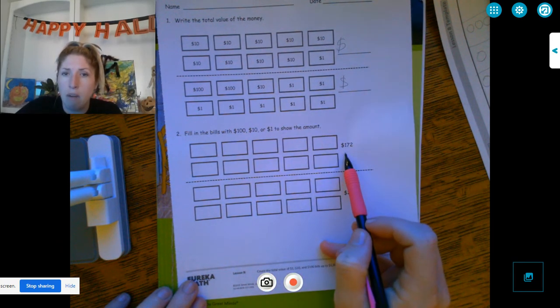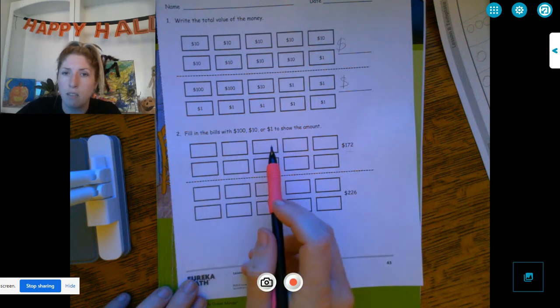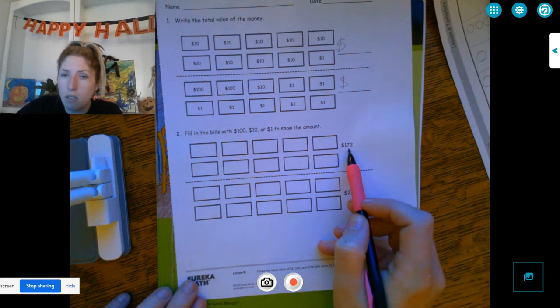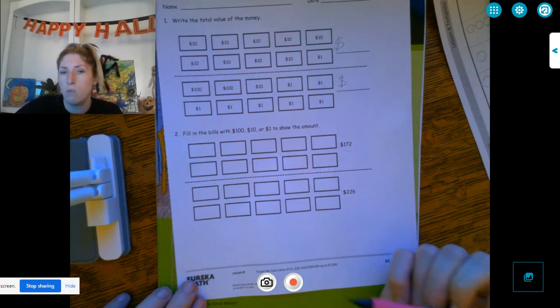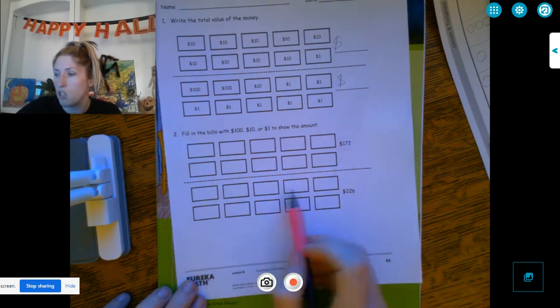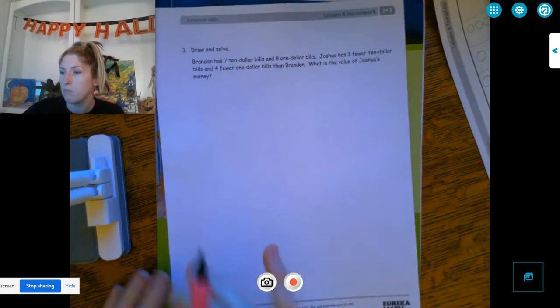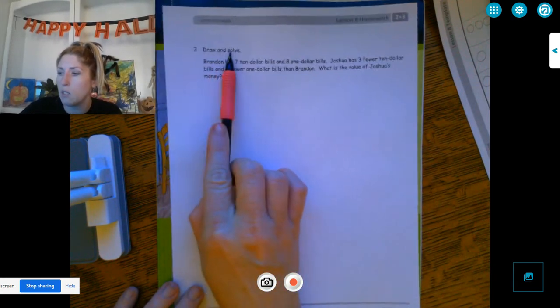So you're going to see how many $100 bills you need to make that number and write it on the boxes. How many $10 bills do you need, and write that many $10 boxes. And how many $1 bills do we need? Okay, same for this one. You're making 226. And the last one says draw and solve.